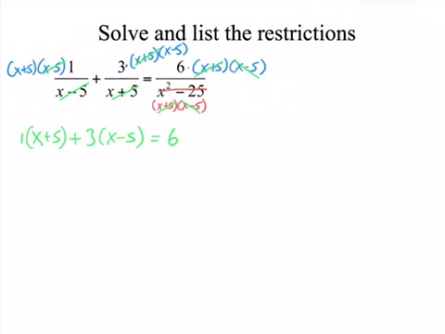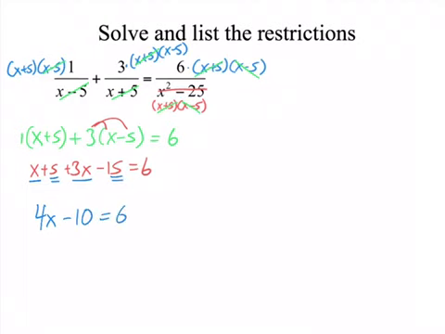Now, to solve this, we're going to simplify each side. So I'm going to distribute the 3. This is just going to be x plus 5 because that 1 is not important to distribute. But 3 times x is 3x. 3 times negative 5 is negative 15. So solving this, on the left side, I have to combine like terms. I'm going to combine the x's, giving me 4x. Combine the numbers, giving me negative 10, leaving me 6.